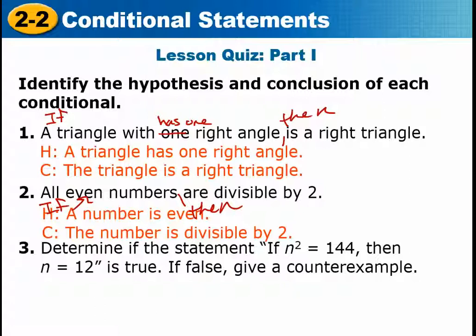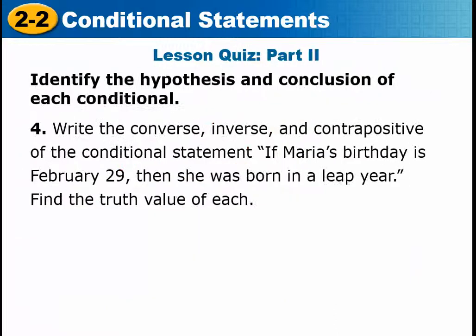Determine if the statement if n squared equals 144, then n equals 12 is true. If false, give a counterexample. So if n squared equals 144, then n equals 12. So can we find a counterexample? What if n equals negative 12? That means that the hypothesis is true because negative 12 squared is 144, but the conclusion is false because it says that the conclusion is n equals 12, and I found one that was n equals negative 12. So that is a false statement.